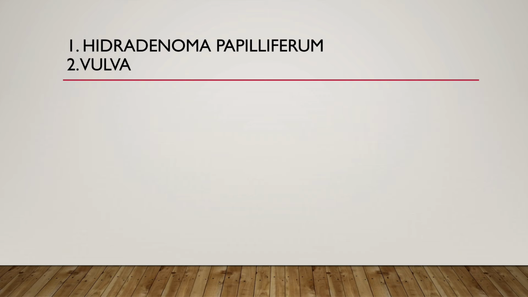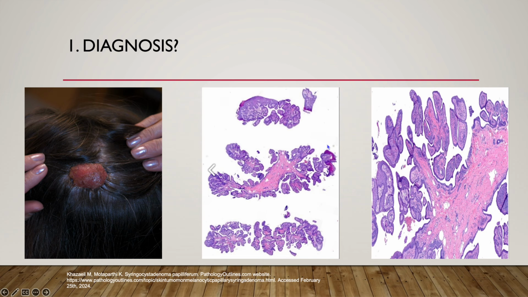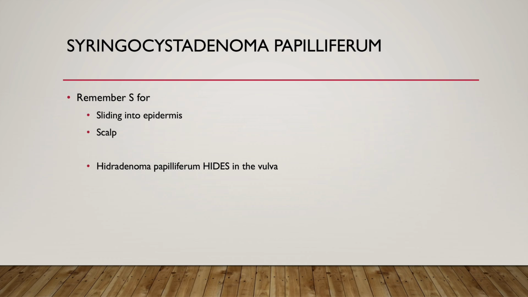Here we see a pink hairless nodule on the scalp. Histologically, we see an exoendophytic proliferation of glands with papillary architecture contiguous with the epidermis. So what's the diagnosis? This is syringocystadenoma papilliferum. Remember the S for it's sliding into dermis, so it's contiguous with the dermis, and it's on the scalp, whereas hidradenoma papilliferum hides in the vulva.